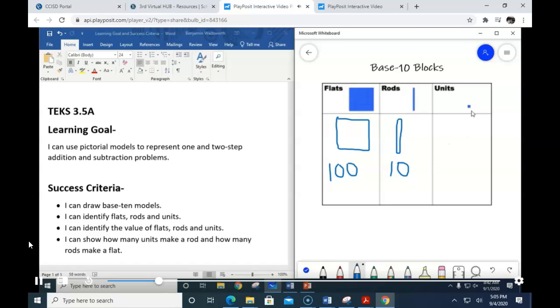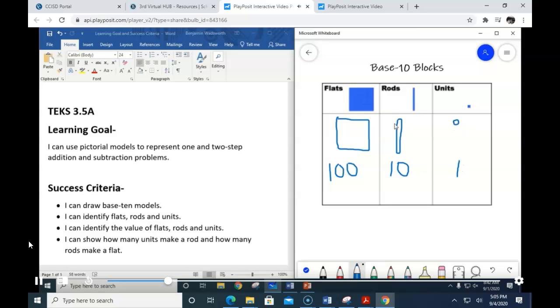All right, and when we get to the units, you see a unit is just one little tiny piece, right? So usually I like to draw a unit as a smaller square. Or I've even seen some kiddos draw them as small circles. That's fine. As long as you know that this is equal to 1 unit, which is equal to the place value of 1, right? So we have our flat, which is equal to 100. We have our rod, which is equal to 10. We have our unit, which is equal to 1.